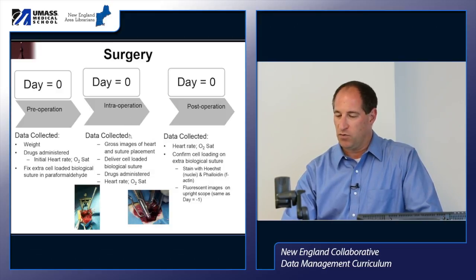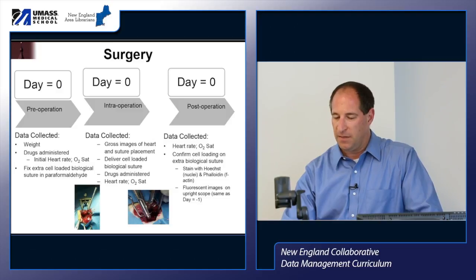Intraoperatively, we take gross images of the heart and where the suture is placed. And so this here is an actual image from the operating room here. And this black line you see here is a suture, and so we want to know where in regards to the heart is that suture placed.